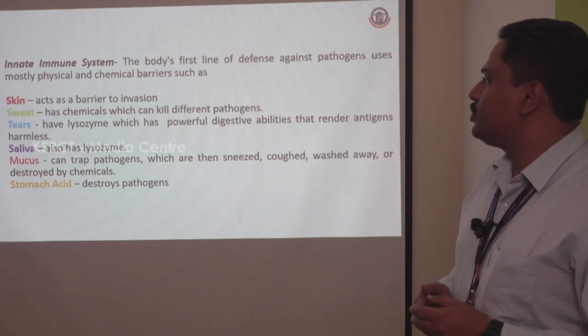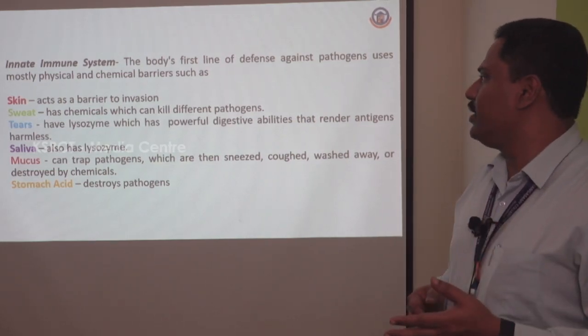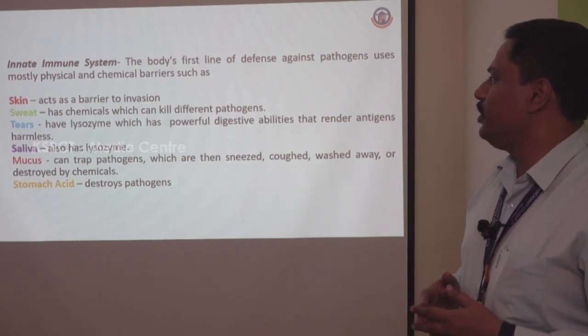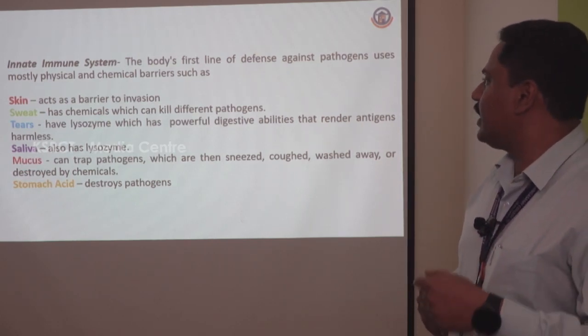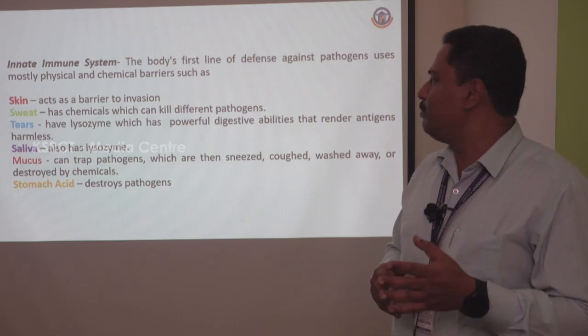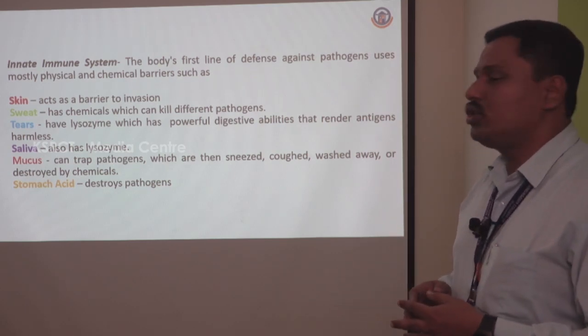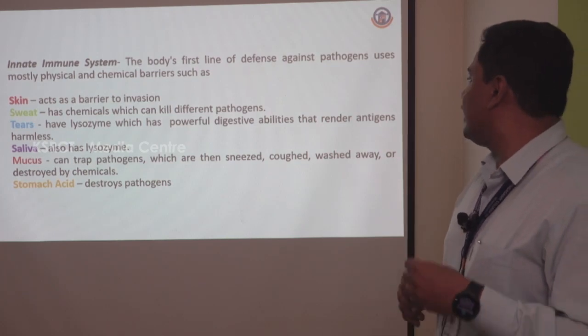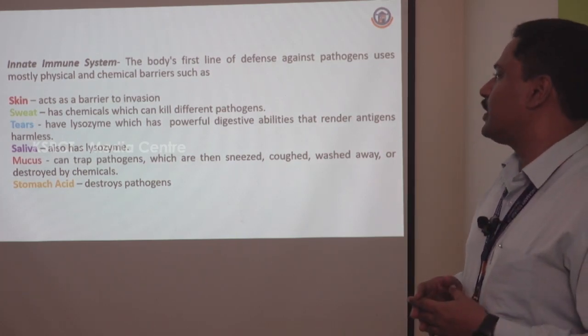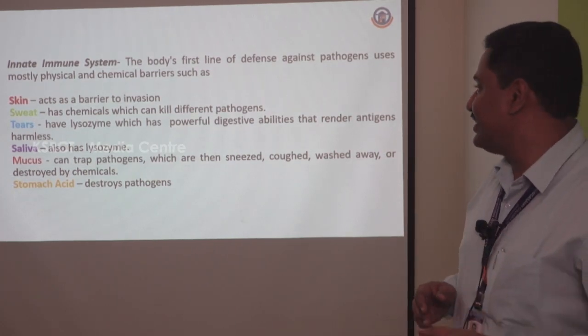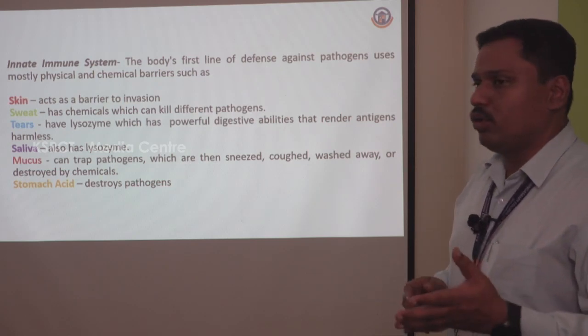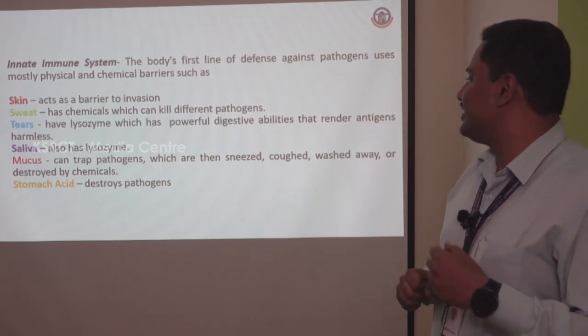So first we will see about skin. What happens when the skin acts as a barrier to invasion? We have sweat glands that secrete chemical substances that can kill pathogenic organisms. We have tears, which contain lysozymes with powerful digestive ability that render antigens harmless. Saliva also has lysozyme, which digests pathogenic bacteria. Mucus traps the pathogens, and we sneeze or cough.